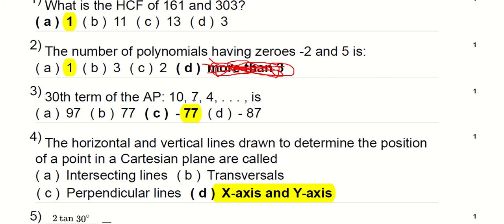Next, the 38th term of an AP, whose first term is given as 10 and second term is given as 7. So now you know a is 10, the first term is 10. Then the 38th term means you can find it as a plus 37 into the difference. The difference between the second term and the first term becomes minus 3. So just multiply by minus 3. So this becomes minus 111 plus 10.